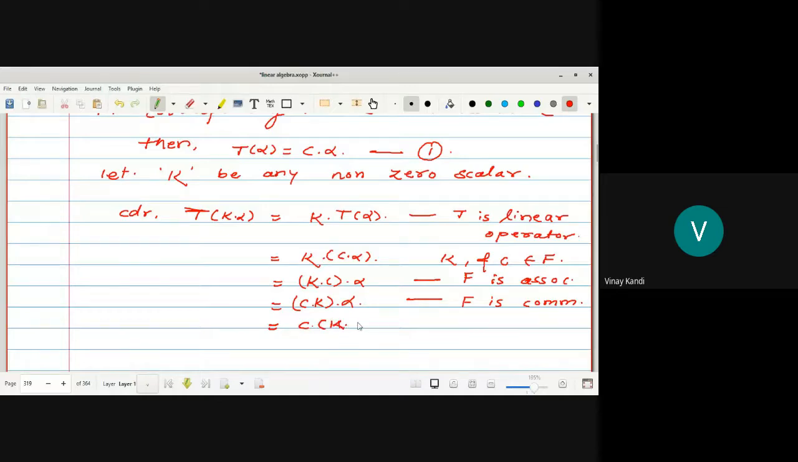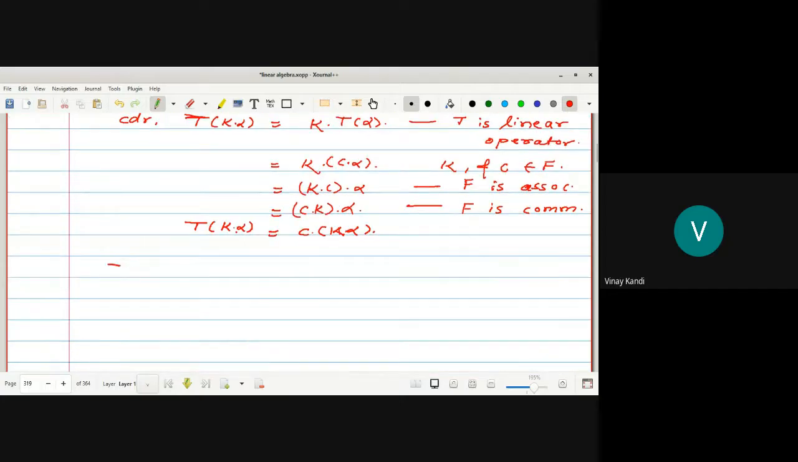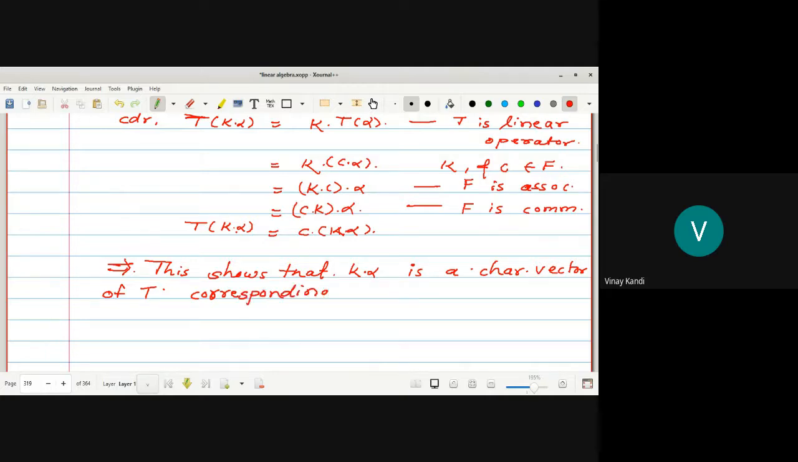So we get T of K alpha is equal to C into K alpha. This shows that K alpha is a characteristic vector of capital T corresponding to the characteristic value C. Any doubt?